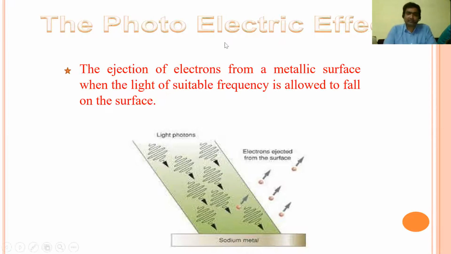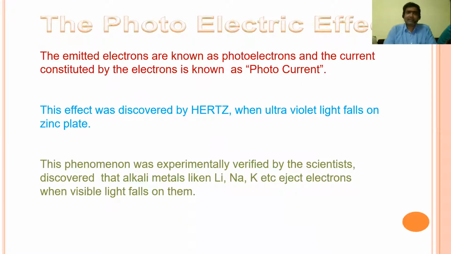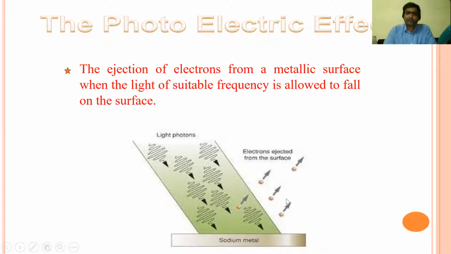Let me explain. Here, this is the incident radiation or incident light. You know, light has a certain frequency, right? When this light of certain frequency is incident on a metallic surface, electrons get ejected. This phenomenon is known as the photoelectric effect. The emitted electrons are called photoelectrons.